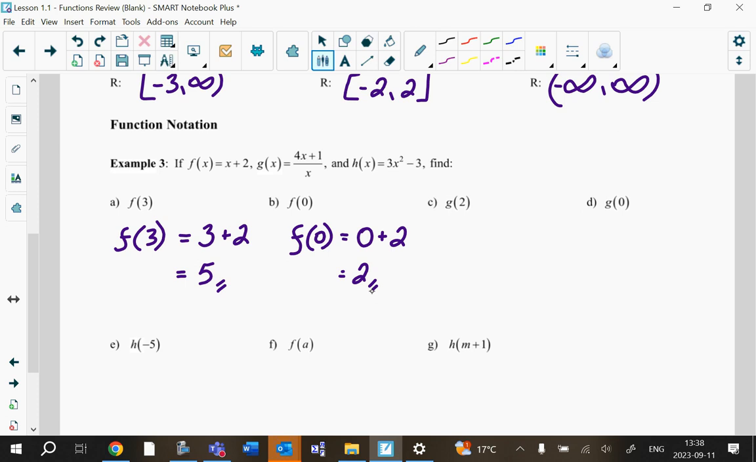This next one, you're asked to plug 2 in for x, every time you see an x in function g. So g of 2, every time I see an x, I'm going to replace it with 2. So I get 4 times 2 plus 1 over, instead of x, I put 2. And then I just simplify it. 4 times 2 is 8, plus 1 is 9. 9 divided by 2, you can't divide it cleanly, so just leave it as a fraction. You don't have to go any further than that.